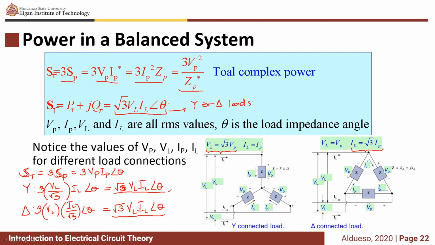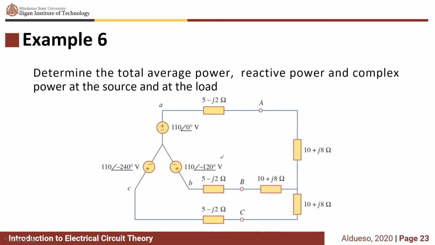So if we can express the complex power by VL and IL, we can also express the total real power and reactive power by VL and IL. So the total power is equivalent to square root of 3 VL IL cosine theta. The total reactive power is equivalent to square root of 3 VL IL sine theta. So let's have this example.